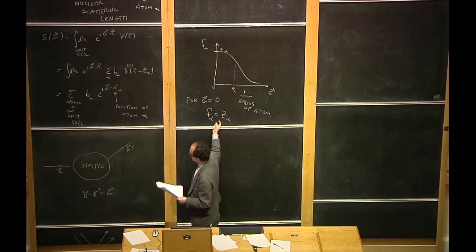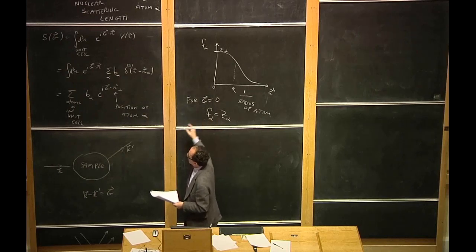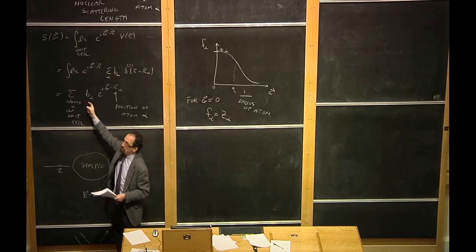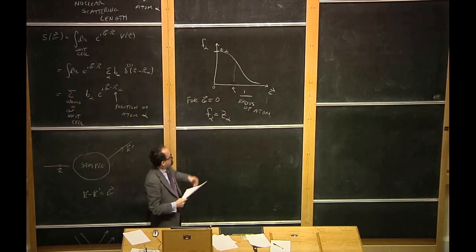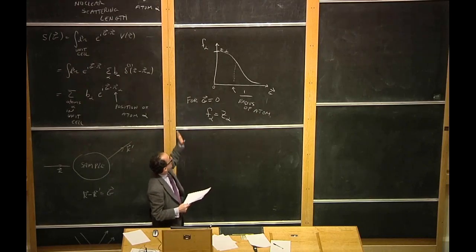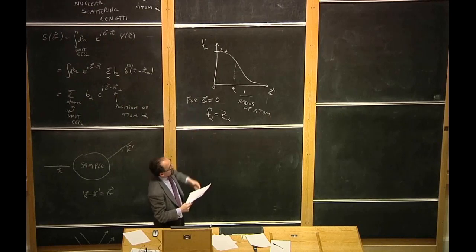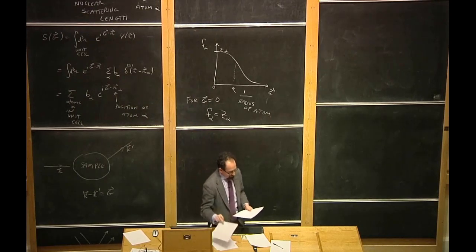It makes the X-ray problem look a lot more like the neutron problem, where this form factor, this b, doesn't depend on g anymore. It doesn't depend on the reciprocal lattice vector. But strictly speaking, f should decay as a function of g as well.